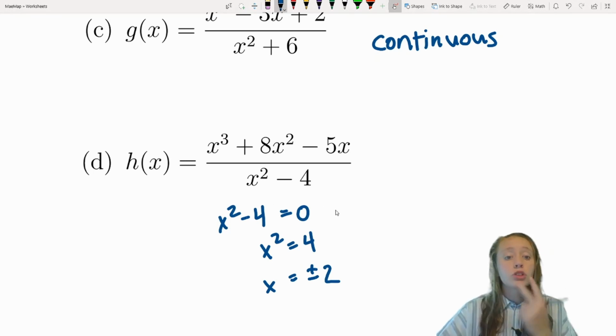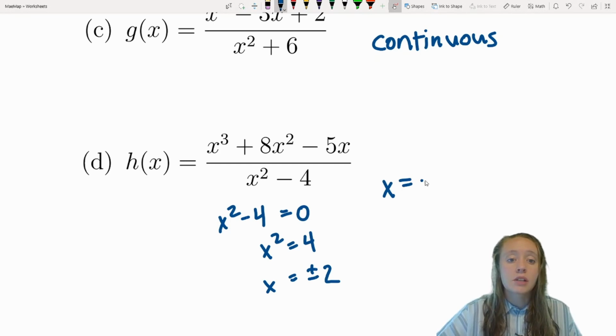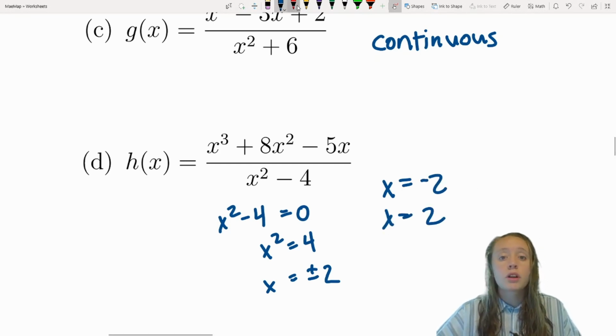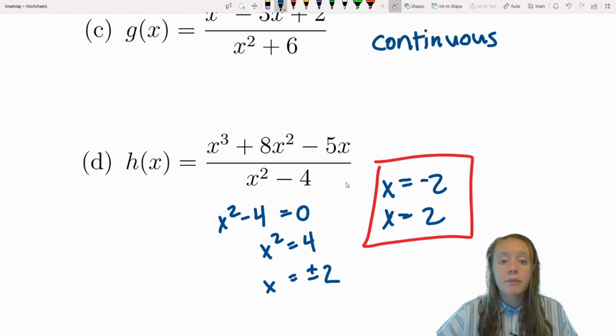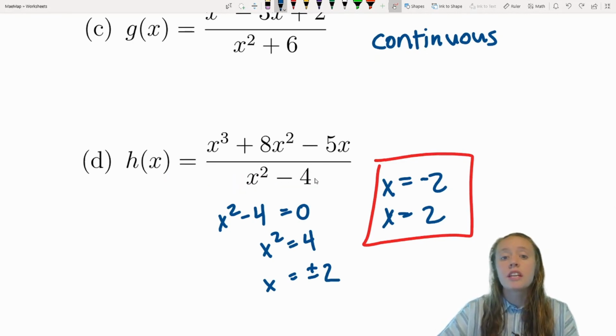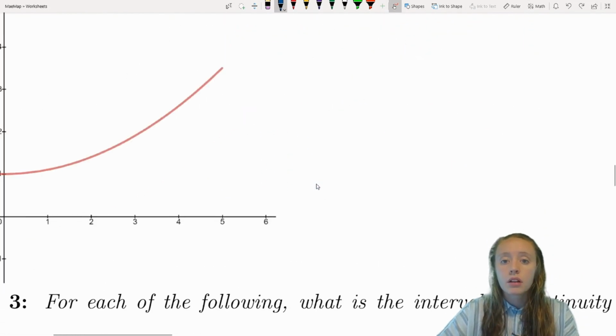So we actually have 2 points of discontinuity for this function. We have x equals -2 and x equals 2. Those are 2 points of discontinuity. So if I wanted to, I could rewrite my denominator as x plus 2 times x minus 2. That is the factored form of x squared minus 4. Let's continue on to the next part of this worksheet.